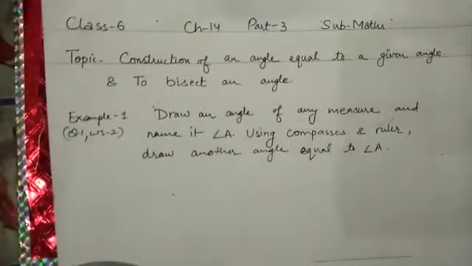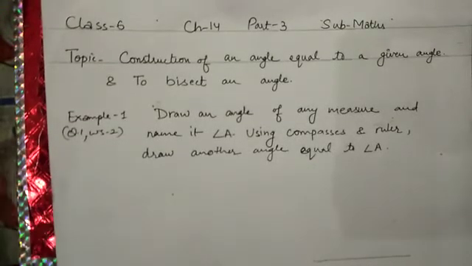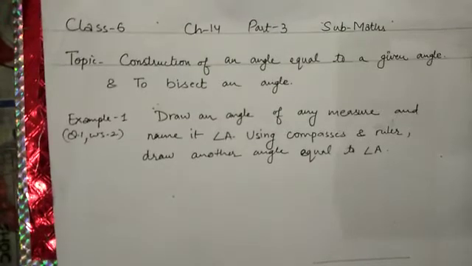So students, today we are going to learn how to construct an angle equal to a given angle and how to bisect an angle. First example, draw an angle of any measure and name it angle A.